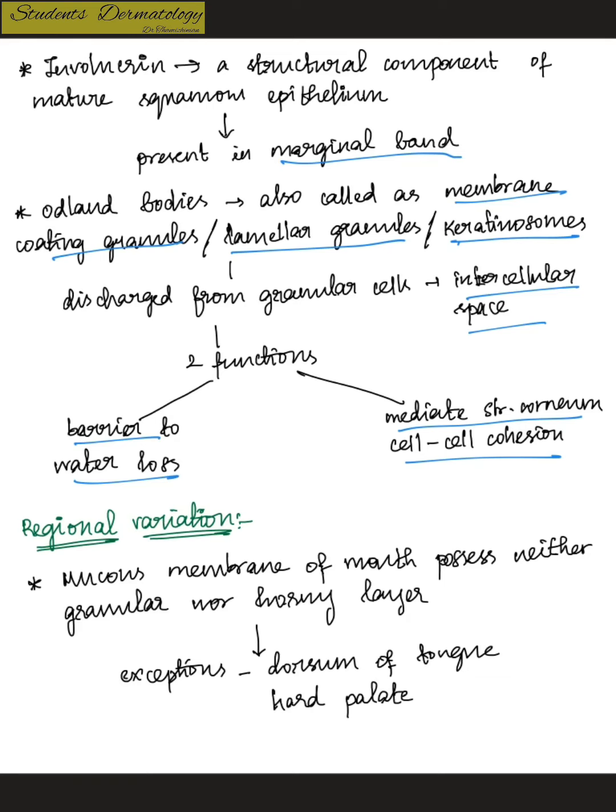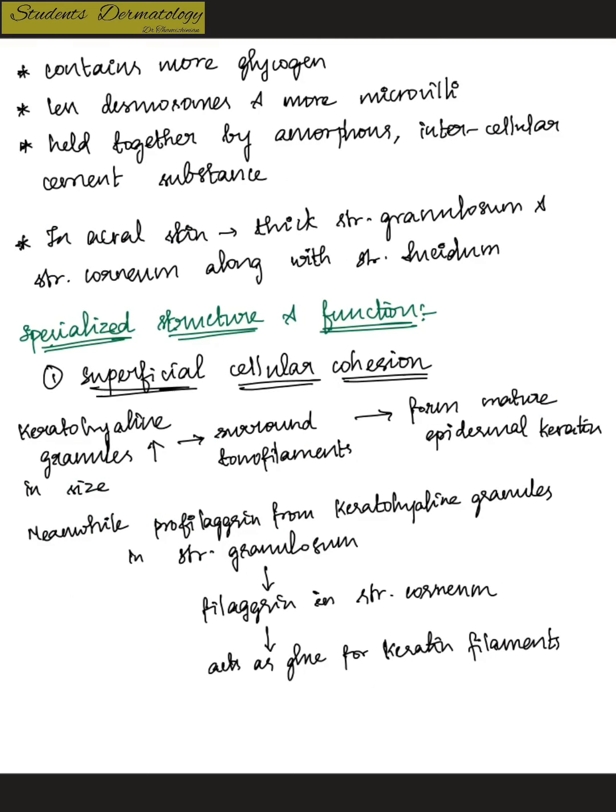So, the regional variation of epidermis. In places like the mucous membrane of the mouth, they possess neither stratum granulosum nor stratum corneum. Exceptions include the dorsum of the tongue and the hard palate. They contain more glycogen, fewer desmosomes, and are held together by amorphous intercellular cement substance. Whereas in acral skin, you have a thick stratum granulosum and stratum corneum along with stratum lucidum.